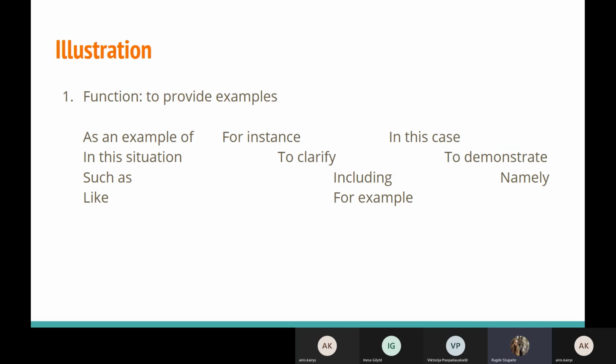So for such, you can use phrases as an example of, in this situation, such as, like, for instance, to clarify, including, for example, in this case, to demonstrate, and namely.